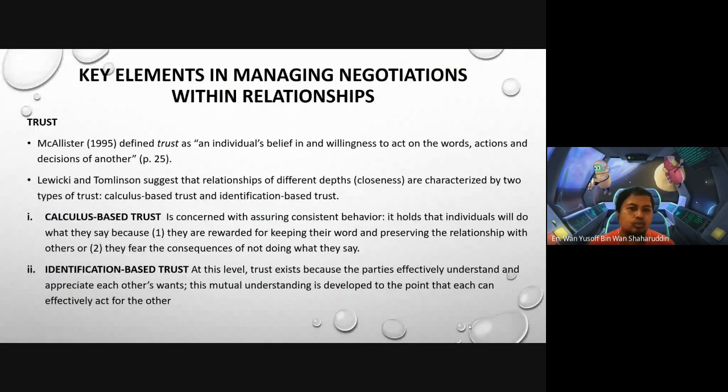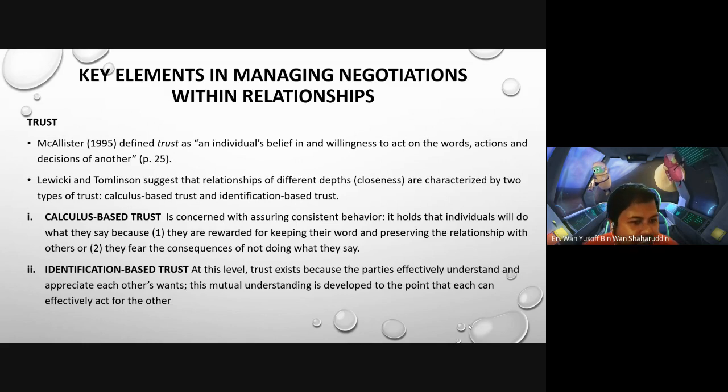So we have two characterizations of trust, which are calculus-based trust and identification-based trust. Calculus-based trust is concerned with assuring consistent behavior, whereby individuals will do what they say because they are rewarded for keeping their word and preserving the relationship with others, or they fear the consequences of not doing what they say. Meaning that this is more of a reward-punishment kind of trust.